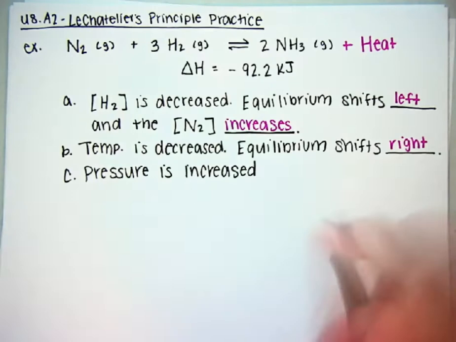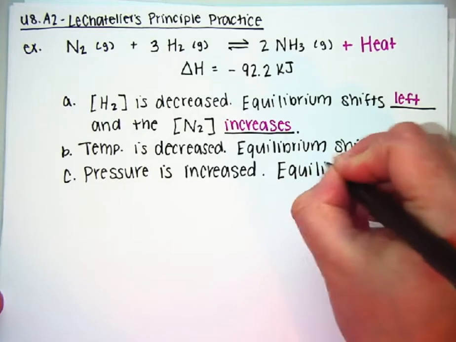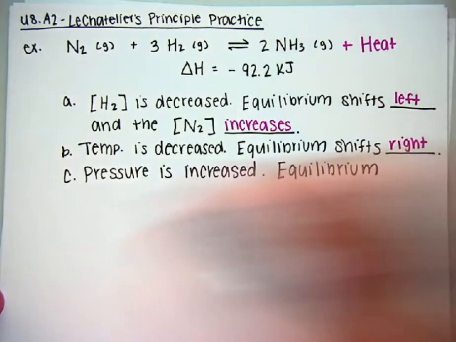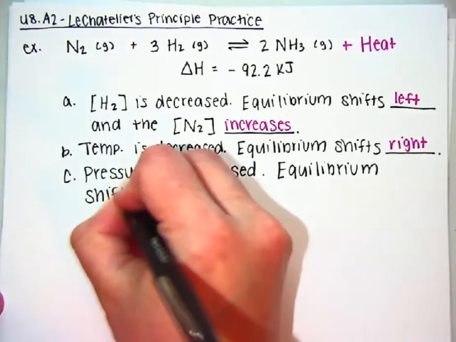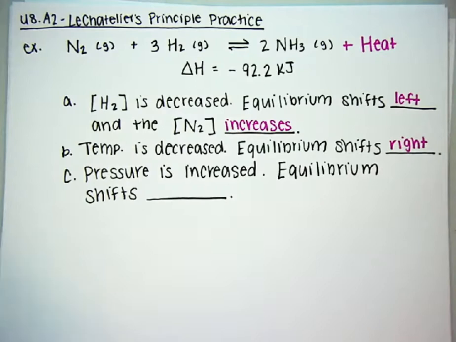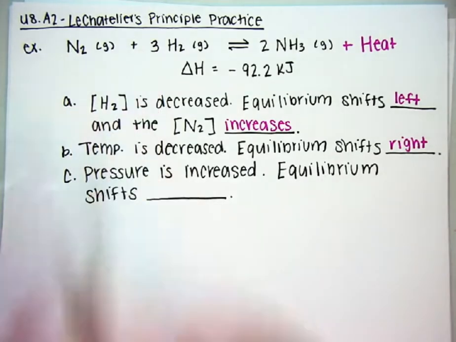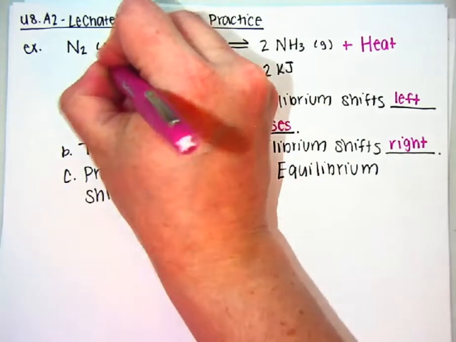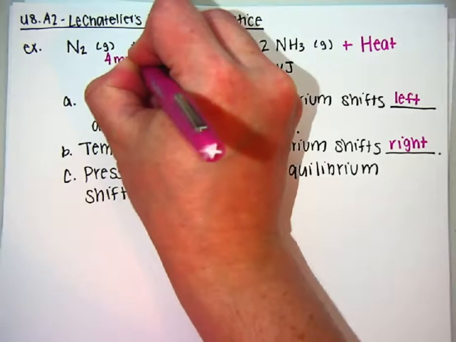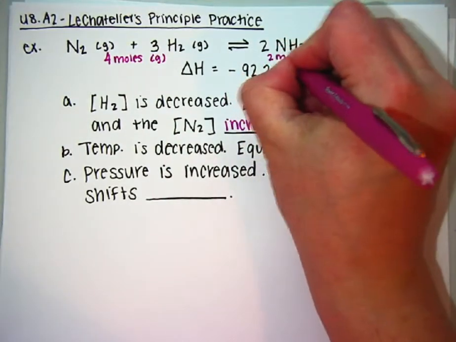Pressure is increased. Equilibrium shifts which way? So remember, when we're talking about pressure, we're talking about moles of gas. So on the left-hand side of the arrow, I have 1 mole of nitrogen and 3 moles of hydrogen, which gives me 4 moles of gas. Over here, I just have 2 moles of gas.